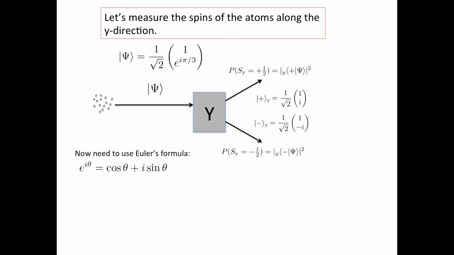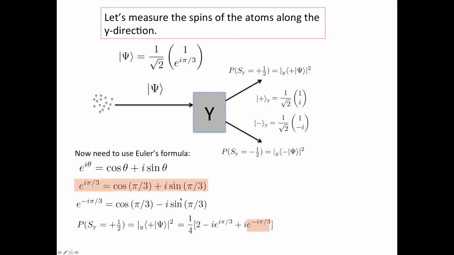So to do this, we're going to need to use Euler's formula, that e to the i theta, where theta is whatever the factor is in the exponent, is equal to cosine theta plus i sine theta. So in this case, we have e to the i pi over 3, which is equal to cosine pi over 3 plus i sine pi over 3. And we have e to the minus i pi over 3, which is equal to cosine pi over 3 minus i sine pi over 3.